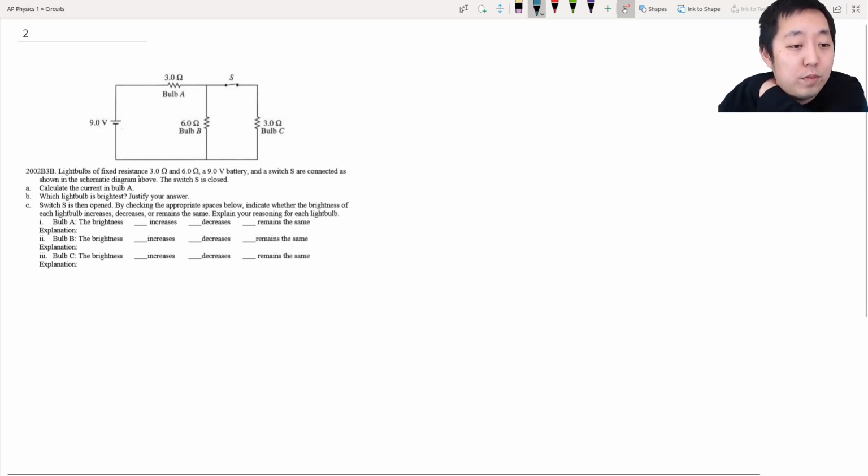So light bulbs of fixed resistance, 3 ohms, 6 ohms, and a 9-volt battery and a switch S are connected as shown in the diagram above. The switch S is closed. Calculate the current in bulb A.